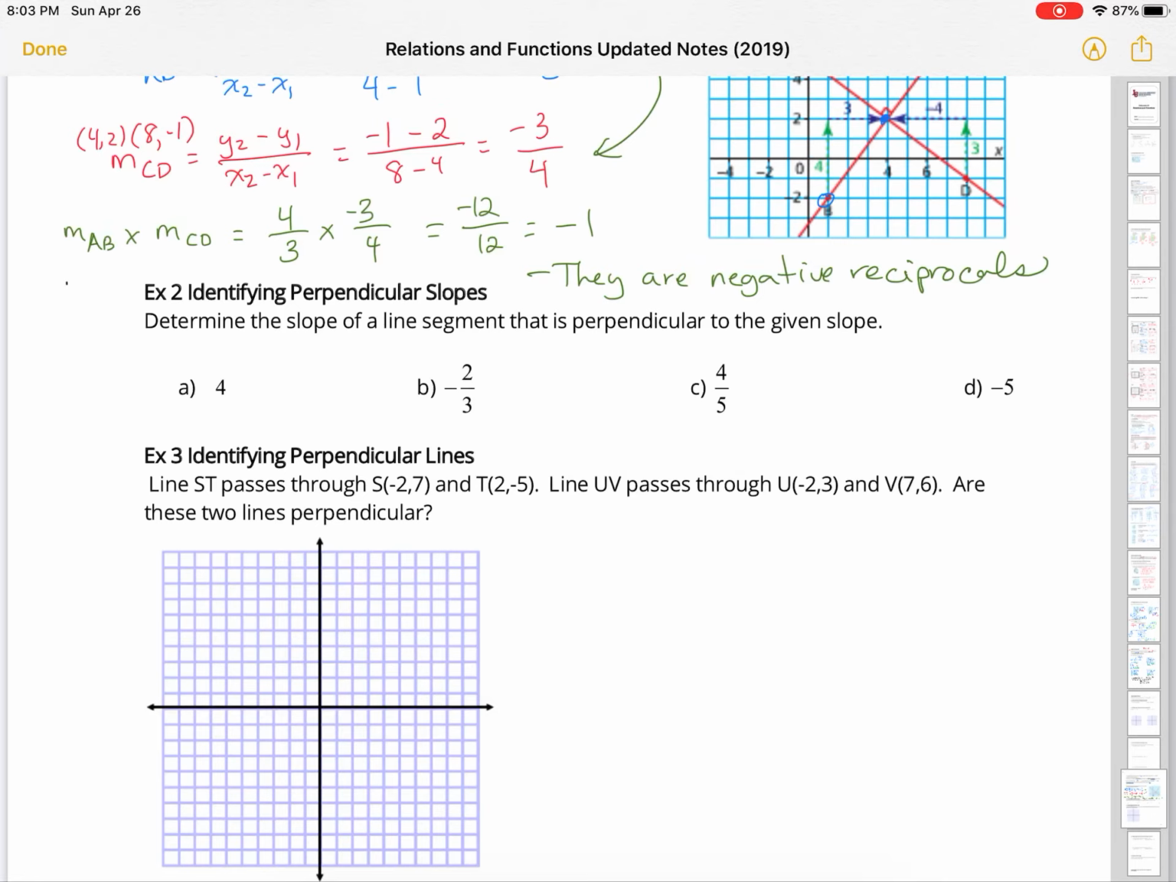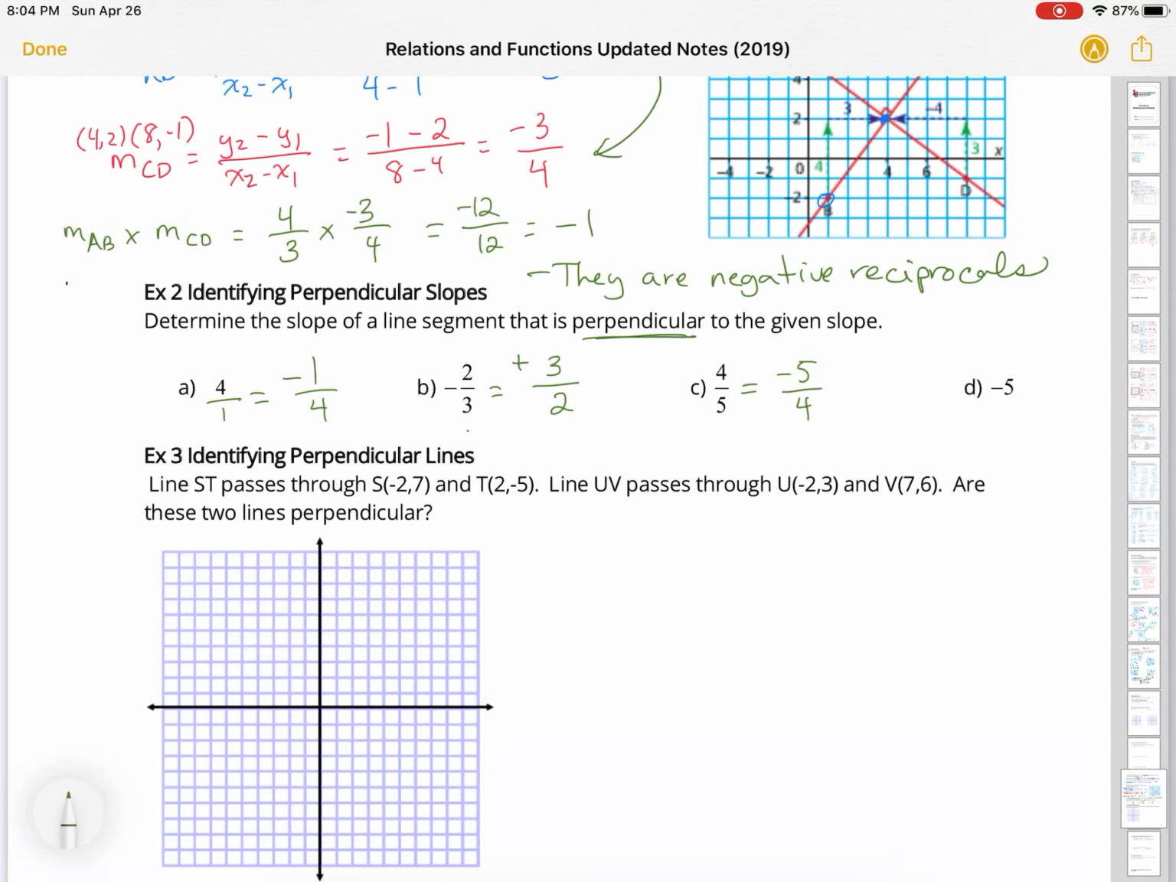Okay, so using that, let's play around with some slopes here. Determine the slope of a line segment that is perpendicular to the given slope. If I have a 4, that's like having 4 over 1. So I want the negative reciprocal, so that'll be -1 over 4. If I have -2/3, I'm going to switch to 3 over 2, and it's negative to begin with, so I make it positive. Basically I'm changing the sign and flipping it. I have 4 over 5, so that will be -5 over 4.